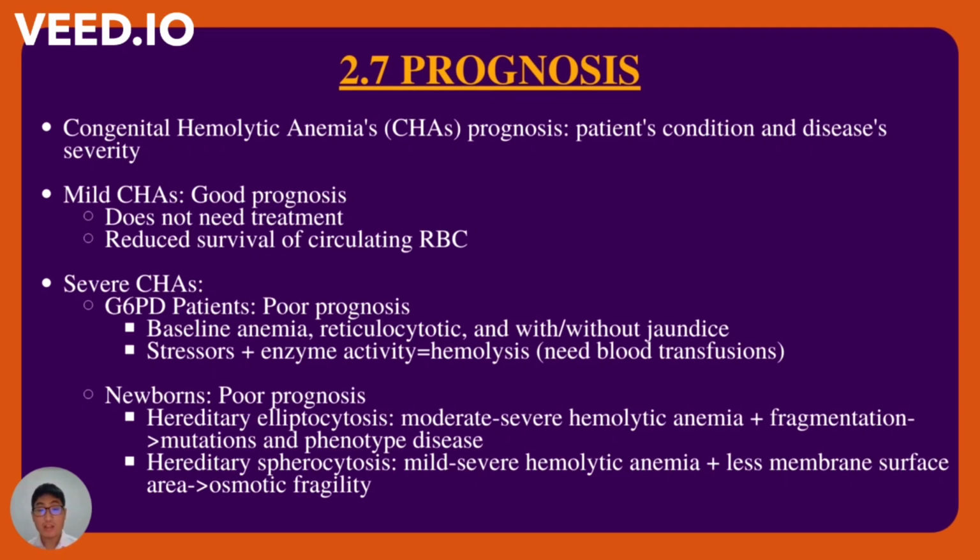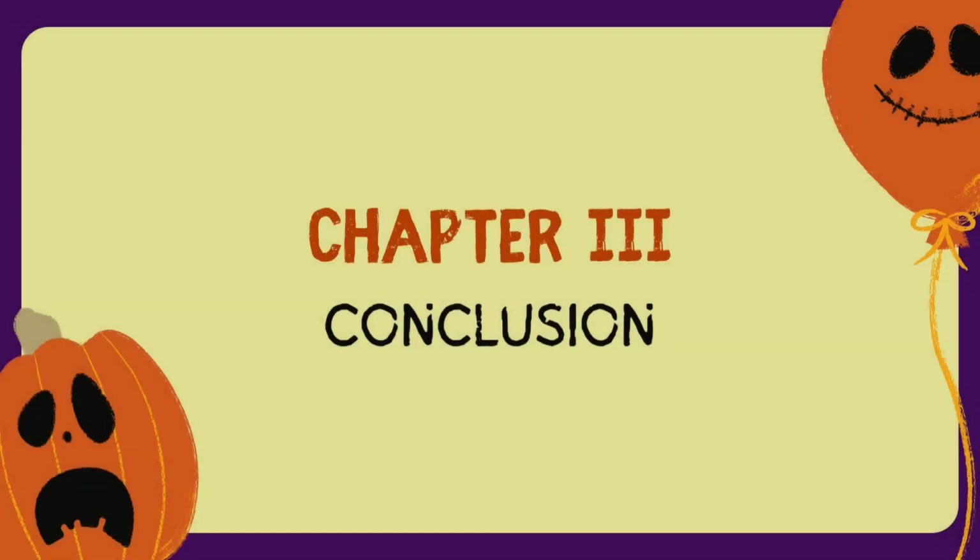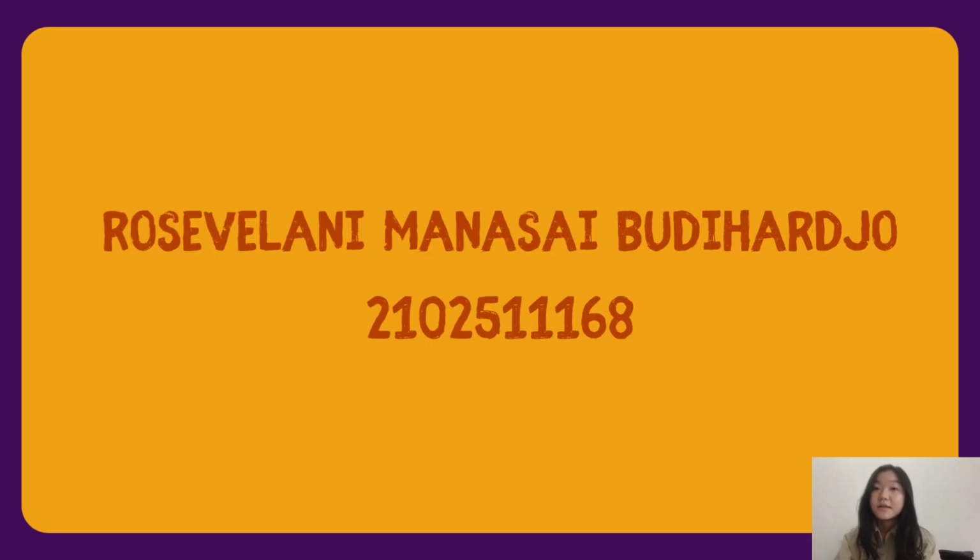In newborns, the disease can cause hereditary elliptocytosis and hereditary spherocytosis, which is a poor prognosis. HE is characterized by a moderate to severe hemolytic anemia with high fermentation. This can cause mutations and phenotypic disease with reduced membrane stability and increased erythrocytic RBC instability. Mild to severe hemolytic anemia and decreased membrane surface area also increase osmotic fragility, which is the hallmark of HS. Thank you for the opportunity.